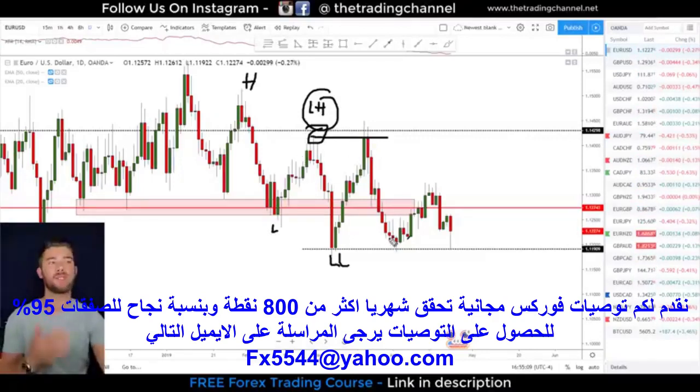With that being the case, we were still in a downtrend last week, and I did say that we actually looked for a trade in the EAP out of this area around 112.